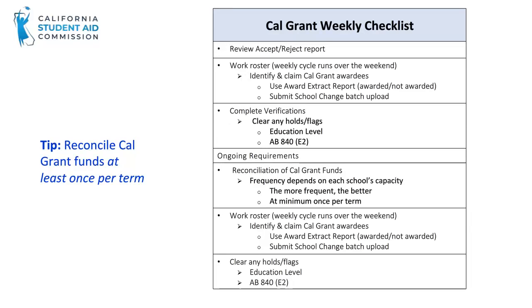The Cal Grant Weekly Checklist includes reviewing the Accept-Reject report, working your roster with the weekly cycle which runs over the weekend, identifying and claiming Cal Grant awardees, using the Award Extract report, submitting school change batch uploads, completing verifications, including clearing any holds and flags, and completing education level verification and the AB 840 E2 verification. Ongoing requirements also include reconciliation of Cal Grant funds, which the frequency will depend on each school's capacity, but at a minimum once per term.